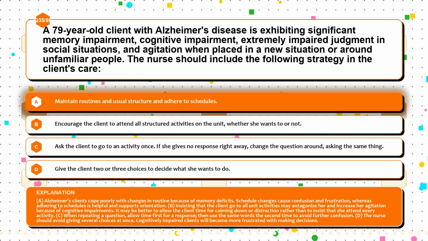B. Insisting that the client go to all unit activities may antagonize her and increase her agitation because of cognitive impairments. It may be better to allow the client time for calming down or distraction rather than to insist that she attend every activity. C. When repeating a question, allow time first for a response, then use the same words the second time to avoid further confusion. D. The nurse should avoid giving several choices at once. Cognitively impaired clients will become more frustrated with making decisions.